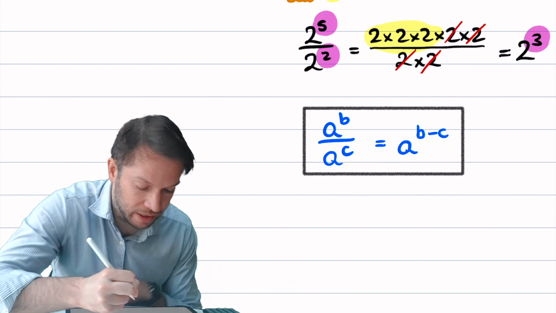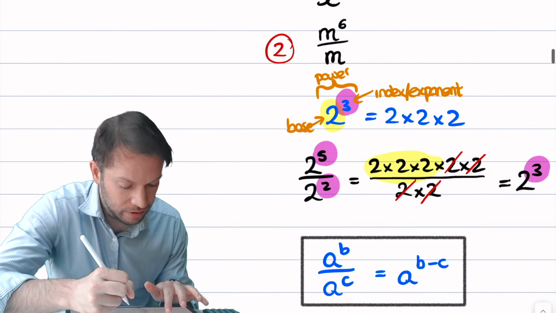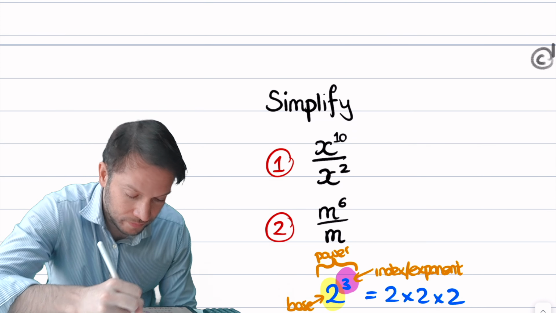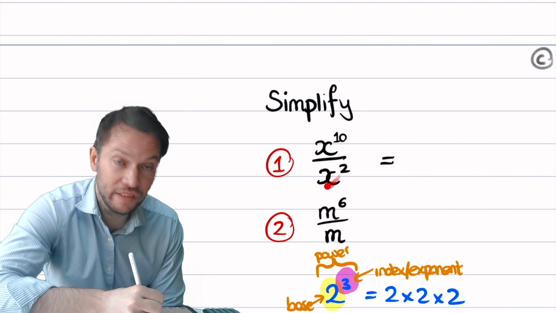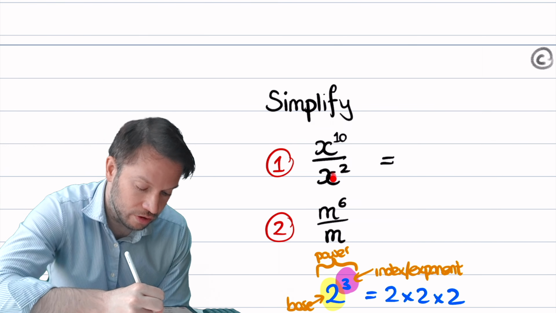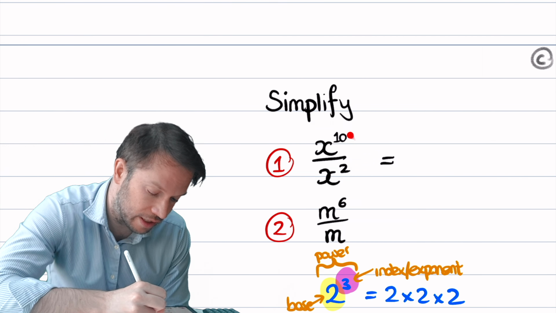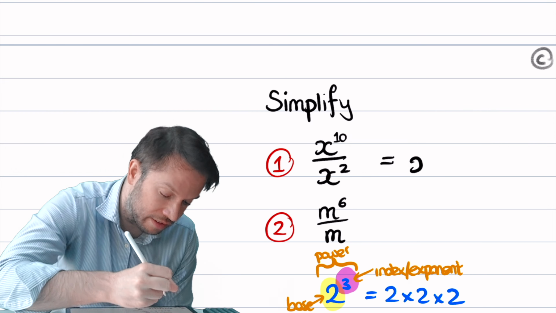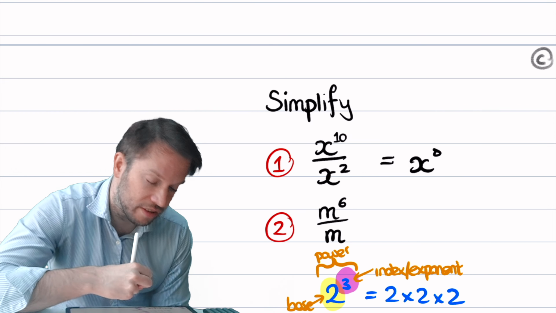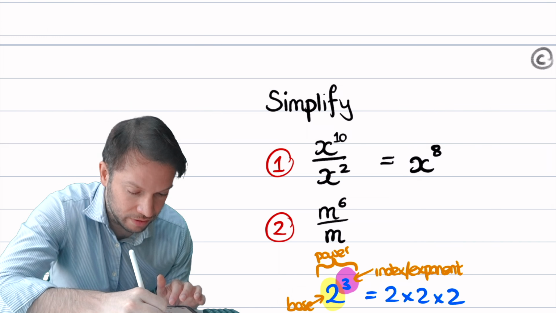And let's do some examples with that. So the first one, we're dividing two powers with the same base. They have the same base of x. So you subtract these indices. 10 minus 2 is 8. So it's the same base of x, but it's going to be to the power of 10 minus 2, which is 8. So that's the answer there.